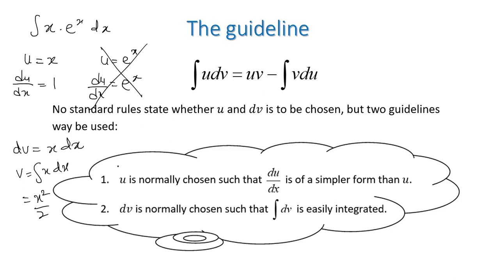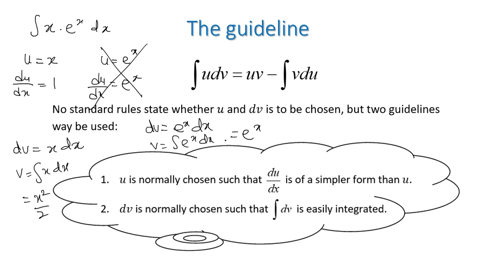It's a very big question mark. You can put it over here. Okay, let's say I choose dv equal to exponent of x dx. So integrating v into exponent x dx, I will have v equal to exponent of x.